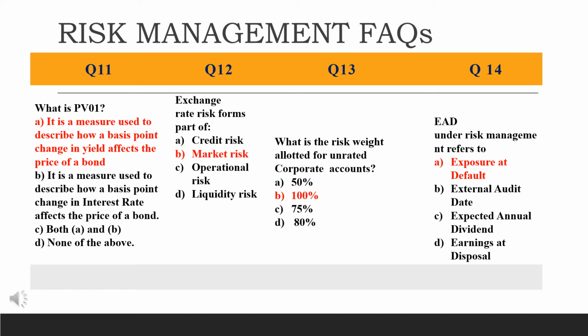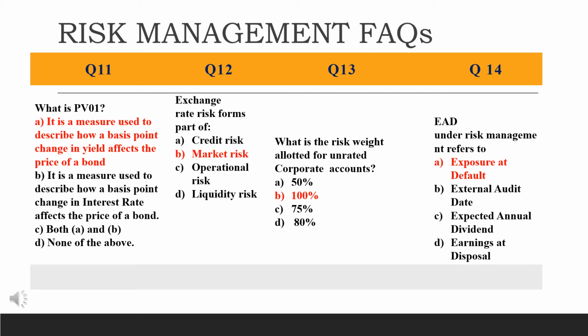The first option is it is a measure used to describe how a basis point change in yield affects the price of a bond. Yield means interest. Second option is it's a measure used to describe how a basis point change in interest rates affects the price of a bond. Third is both A as well as B. Fourth option is none of the above.